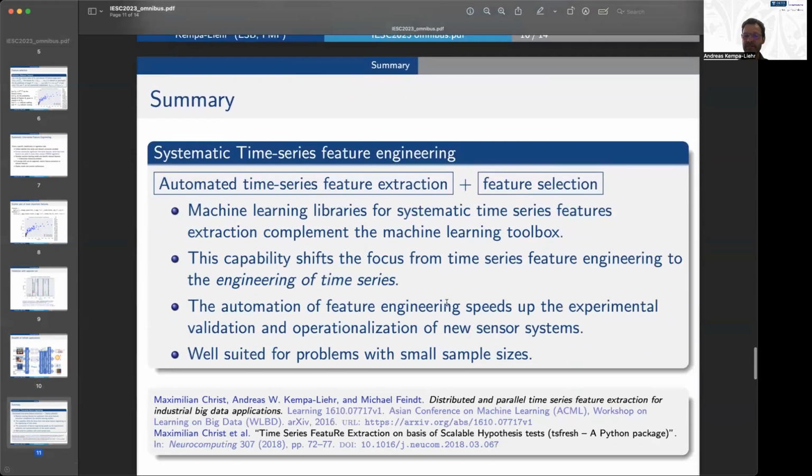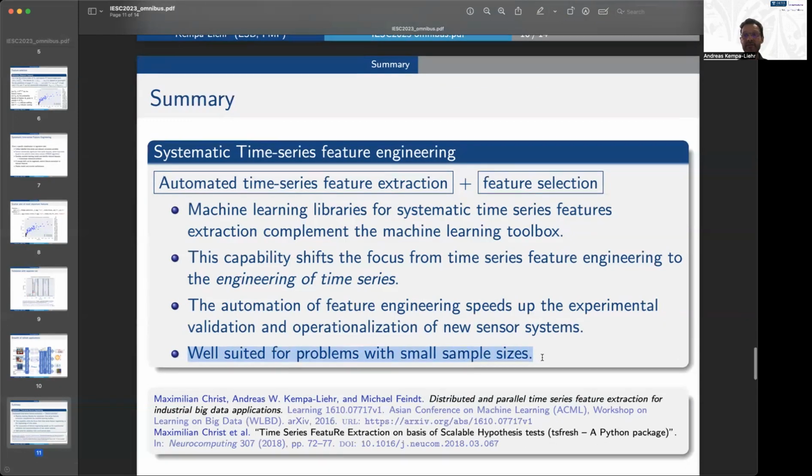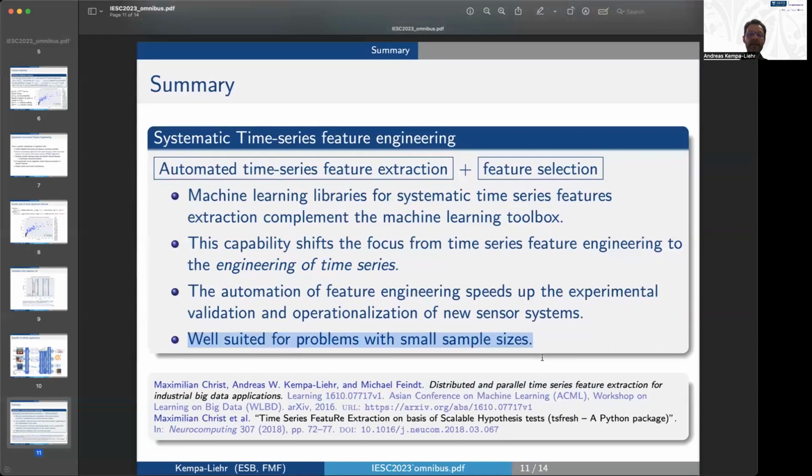Now, the automation of feature engineering speeds up the experimental validation and operationalization of new sensor systems, and it's well suited for problems with small sample sizes. So it's very relevant for engineering applications. If you want to read more about these approaches, please have a look at these two papers, which are referenced here. The first one introduces the Fresh algorithm, and the second one describes the Python library TS-Fresh, which has been published to implement the Fresh algorithm.